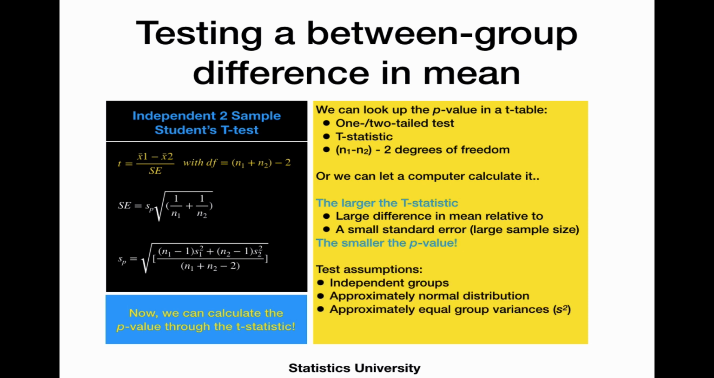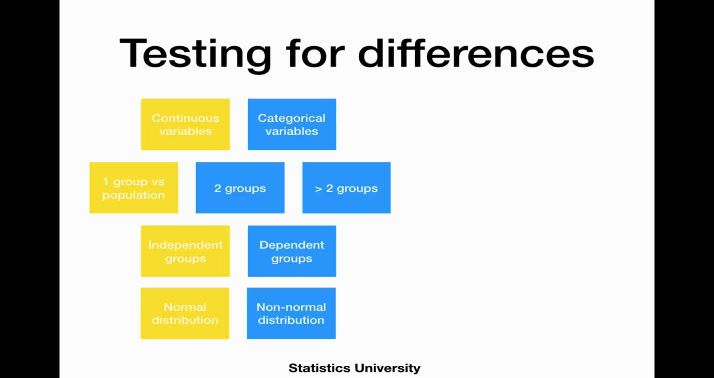But there are certain test assumptions that should be met, among which is the independency of the groups, approximately normal distribution, so slight deviations from normality are okay, but the distribution should certainly not be skewed, and the group variances should be approximately equal.